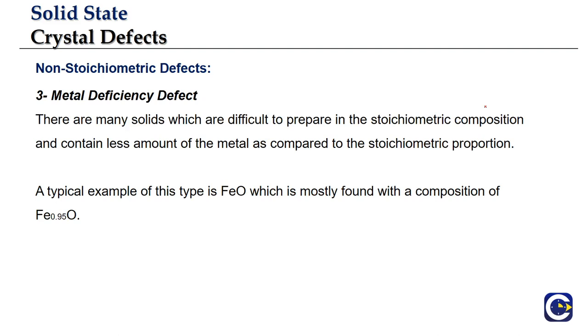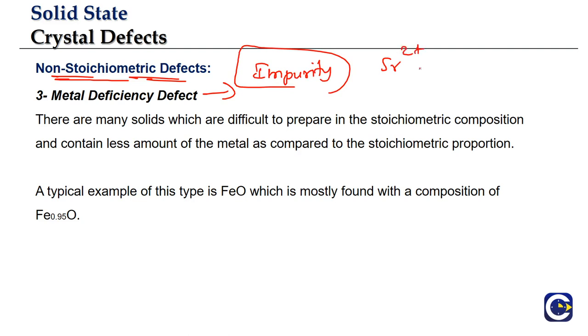Now talking about the metal deficiency defect, this is where we have the scope of numerical questions. What is a metal deficiency defect? Remember, this is also, by the way, a non-stoichiometric defect. When we talked about the impurity defects, we touched upon the idea that if strontium ions occupy the place of Na+, only one strontium ion will come for two Na+ ions, and that is creating what? That is creating cation vacancies.